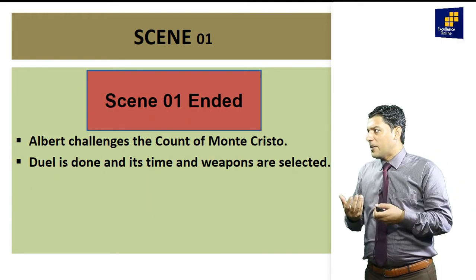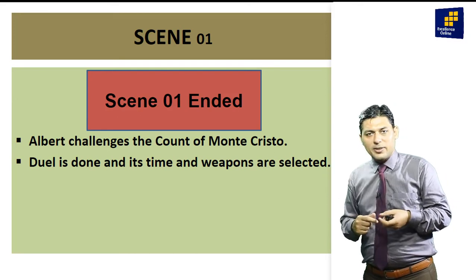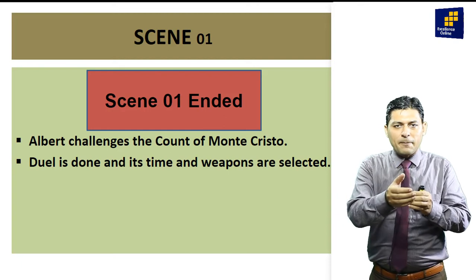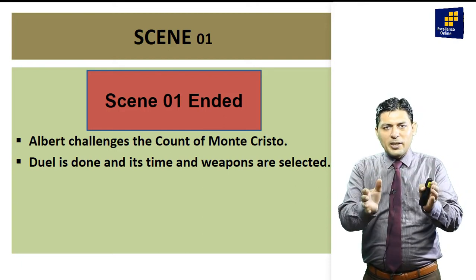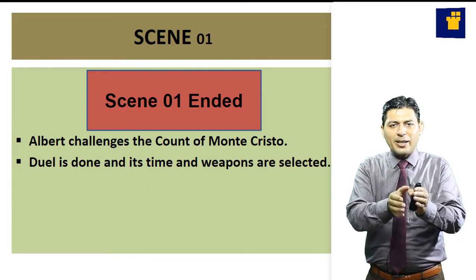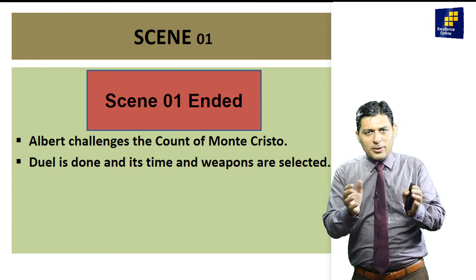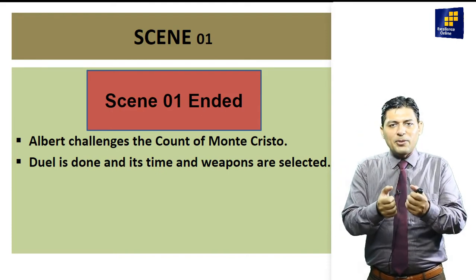After scene 1, Albert challenges the Count of Monte Cristo. The duel is fixed, and time and weapons are selected. At the end of scene 1, the duel is arranged, Albert has challenged Monte Cristo, weapons are selected, seconds are chosen, and time and location are also chosen. This is scene 1. God willing, we will discuss scene 2.